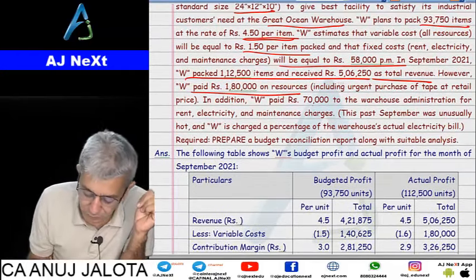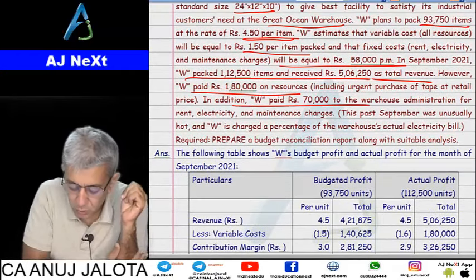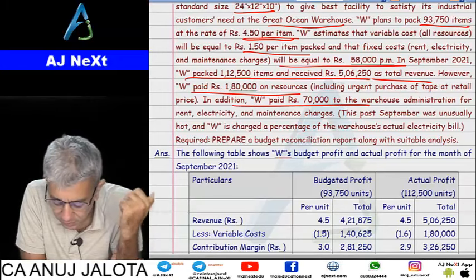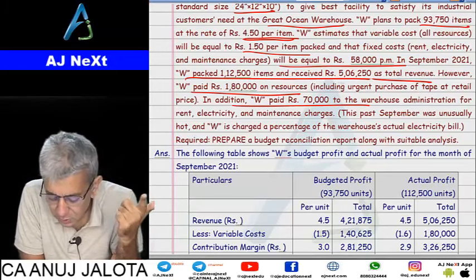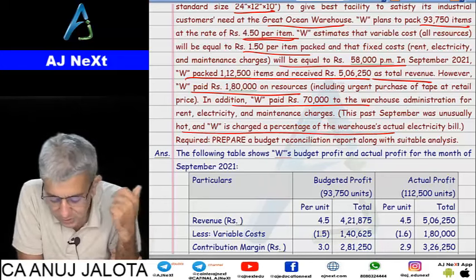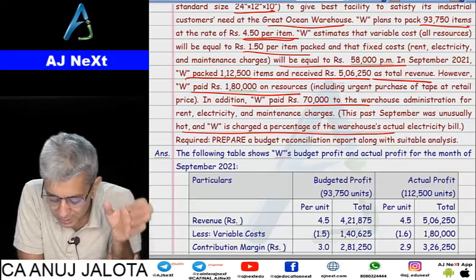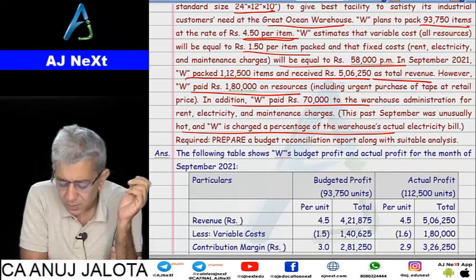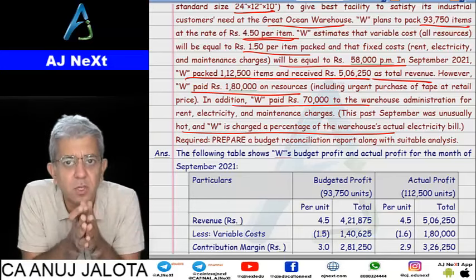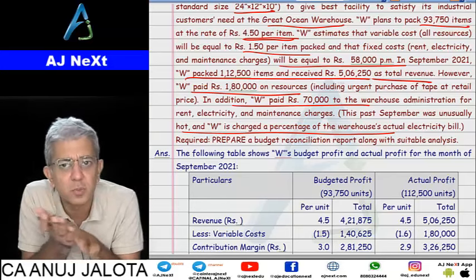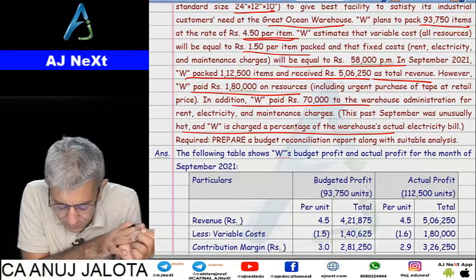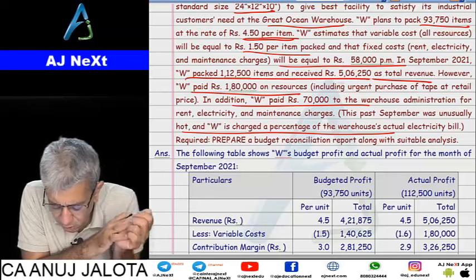In addition, W also paid 78,000 to the warehouse administration for rent, electricity, and maintenance. This past September was unusually hot, and W is charged a percentage of the warehouse's actual electricity bill. Now, it could be that this guy is occupying part of the warehouse space, not the complete warehouse. So therefore, he has to pay the electricity also, the proportionate one. Prepare a budget reconciliation report along with suitable analysis.